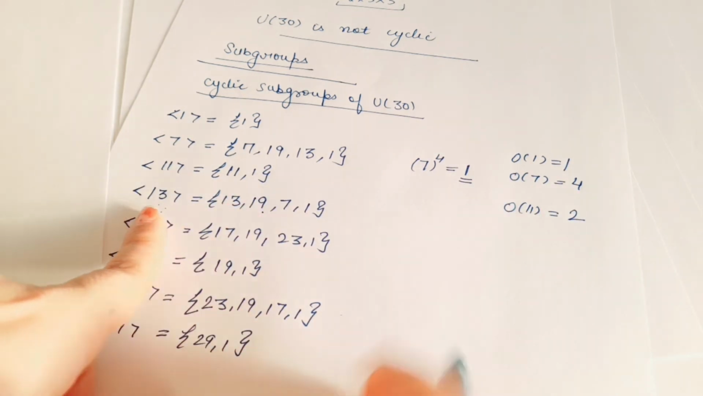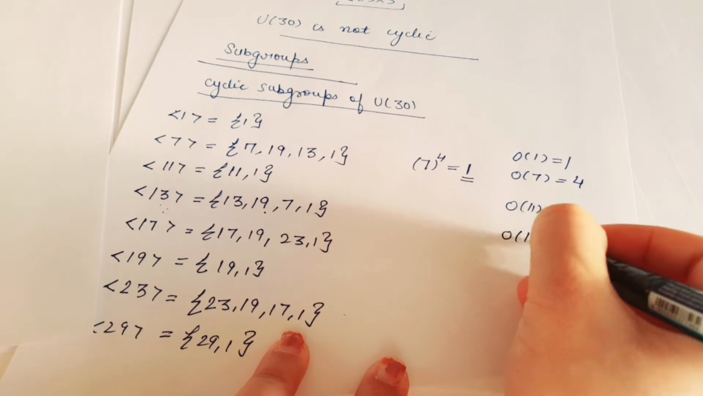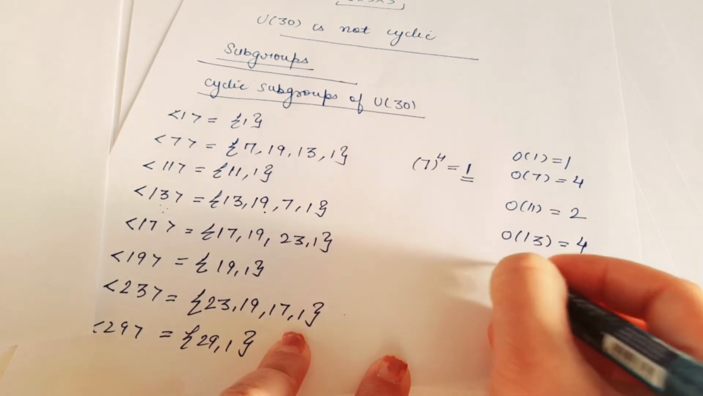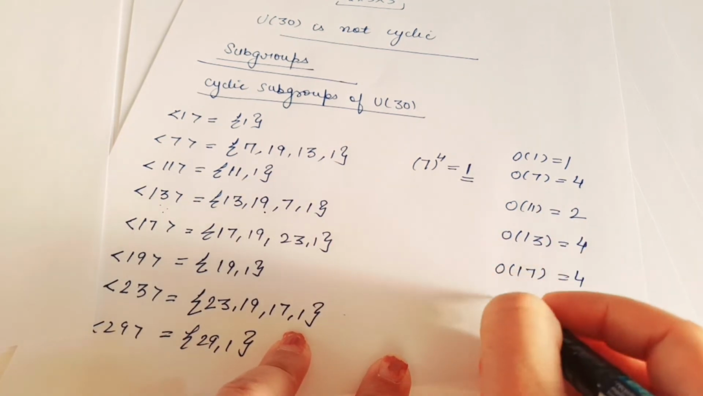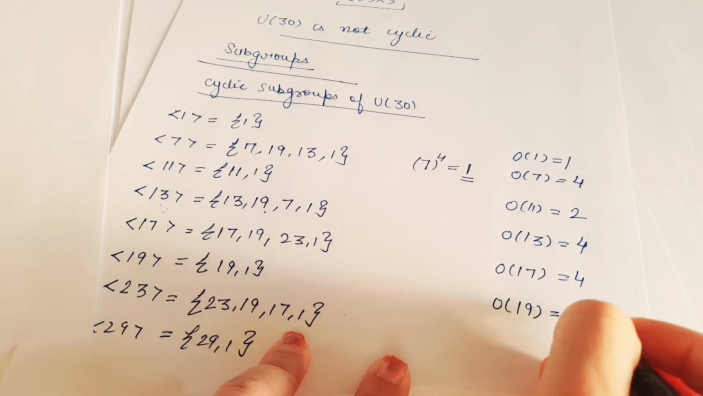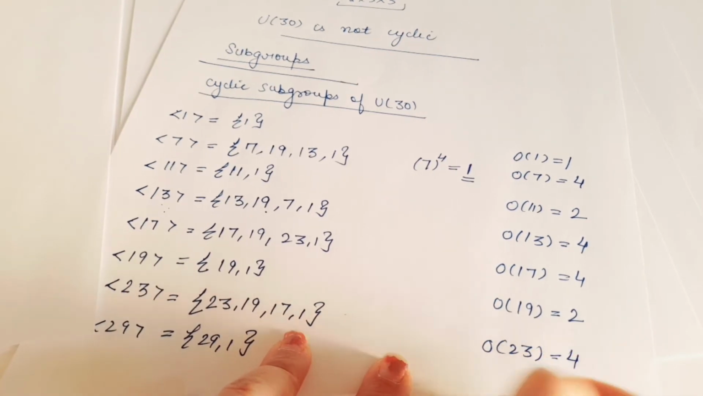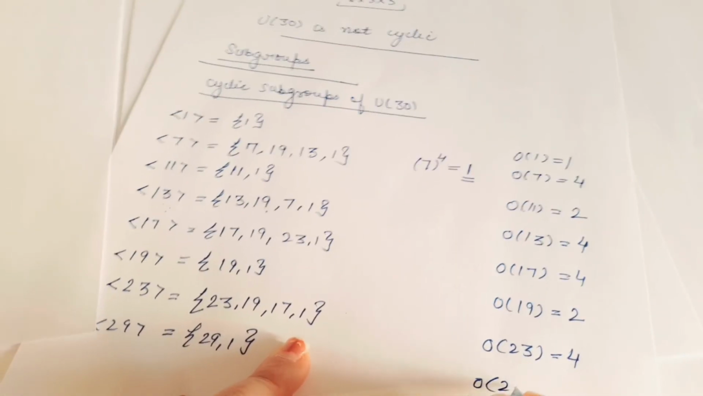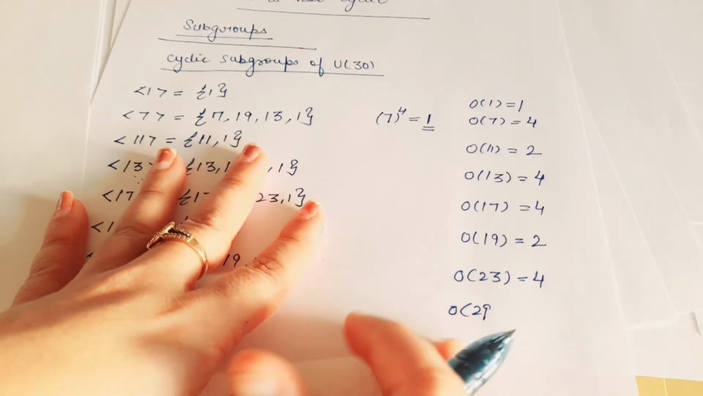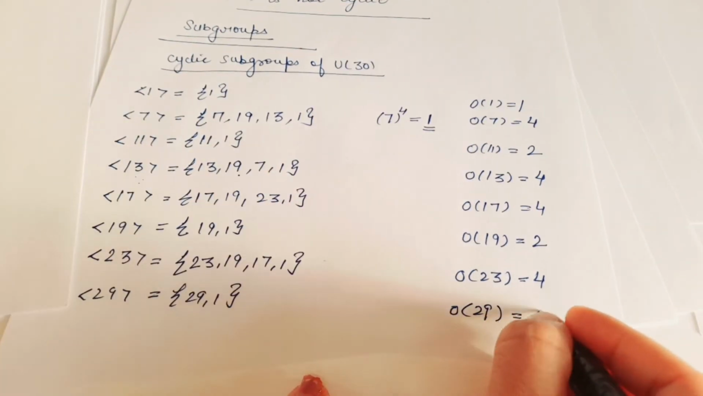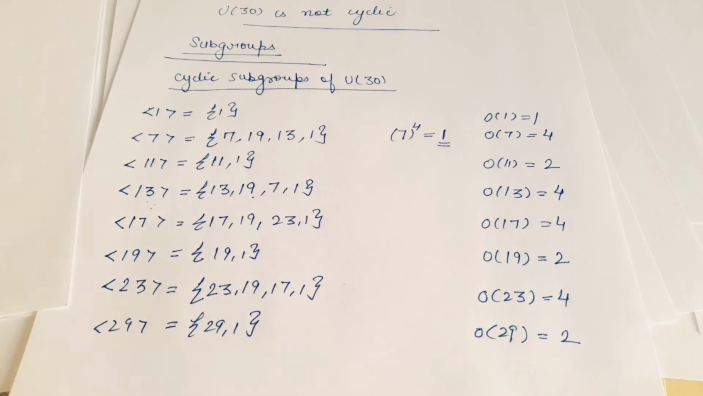Okay, and order of 13 is 4, order of 17 is 4, order of 19 is 2, order of 23 is 4, order of 29 is 2. So you can clearly see this.